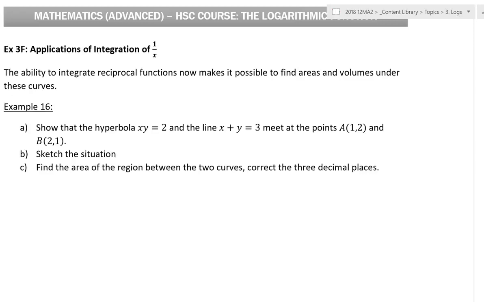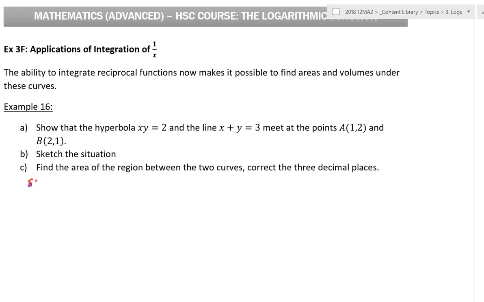First example here, we've got a hyperbola, which I can rewrite as y equals 2 over x, which is a reciprocal function, and this straight line. First, I've got to show that they intersect at these points. We could solve these two simultaneously. We get a quadratic with solutions x equals 1 and 2, then substitute in to find y corresponds to 2 and 1. Or, because I've already been given them, I can easily substitute in.